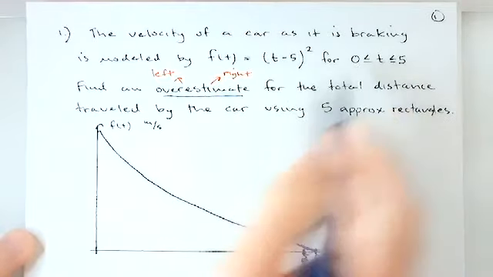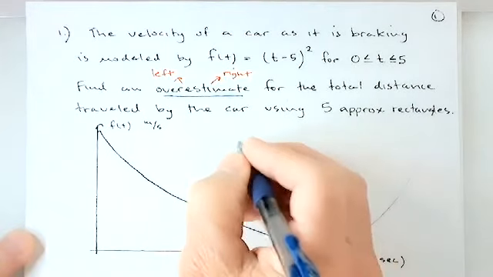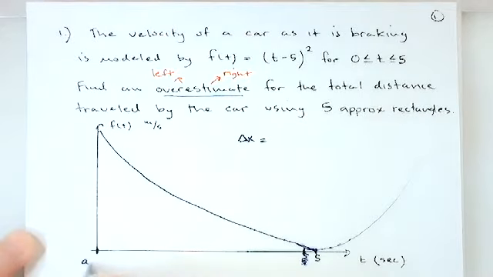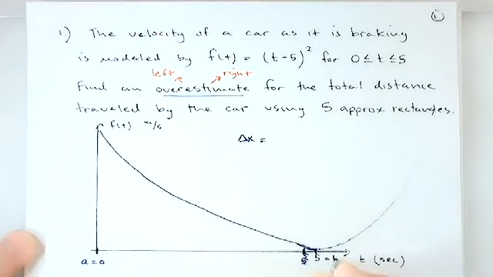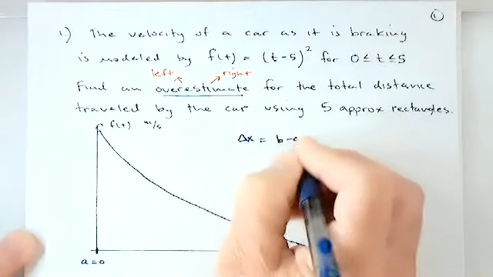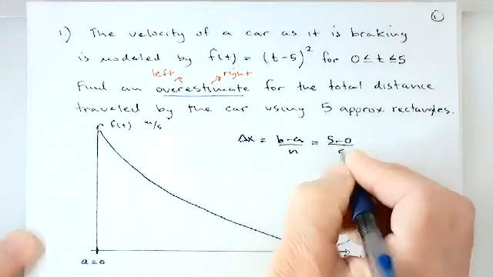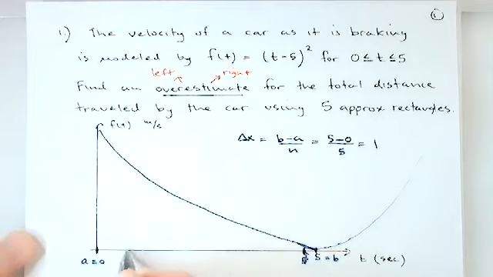Let's first do this. I'm going between 0 and 5, and we're going to use 5 approximating rectangles. So our delta x, a would be 0 notation wise. That's the left endpoint. Your right endpoint is b. So it's going to be b minus a over n. 5 minus 0 over 5 is just 1. Okay, I made this one nice. So it kind of makes sense. If you go from 0 to 5, you're going to put 5 rectangles in there, and the width of each one is going to be 1.